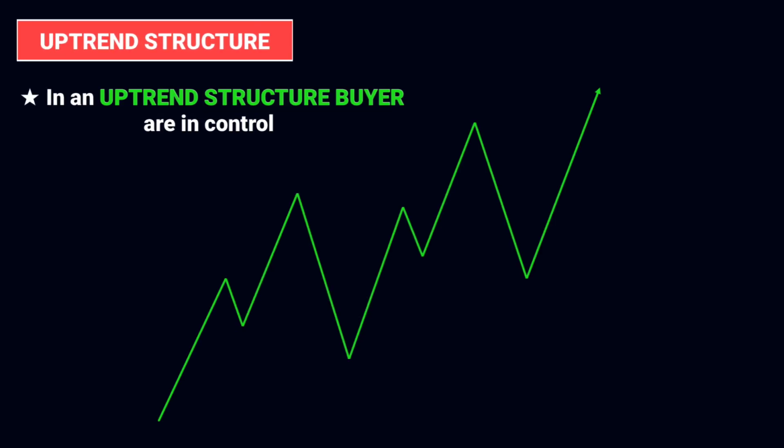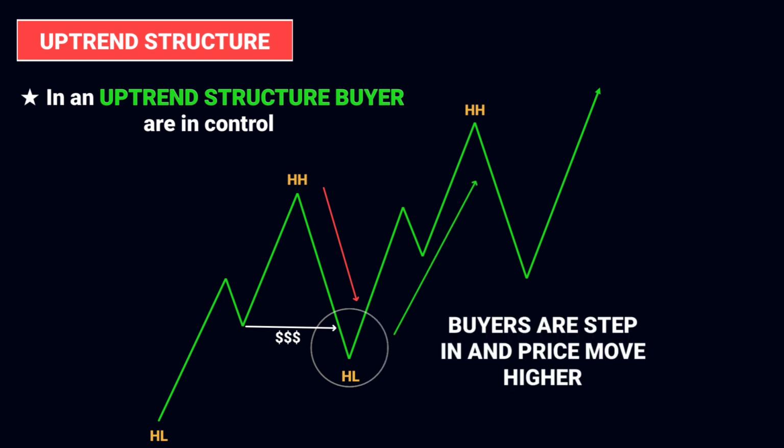Uptrend structure, buyers in control. In an uptrend, price pushes up, pulls back, then pushes up again. So you get a sequence of higher highs and higher lows. Every time price pulls back, buyers step in and push it even higher.